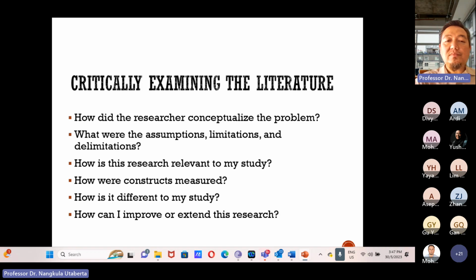Critically examine the literature, conceptualize the problems, assumptions, limitations. Is this research relevant to my studies? How are constructs measured? I think these are very important points when you do a literature review. I think there should be one lecture on that.